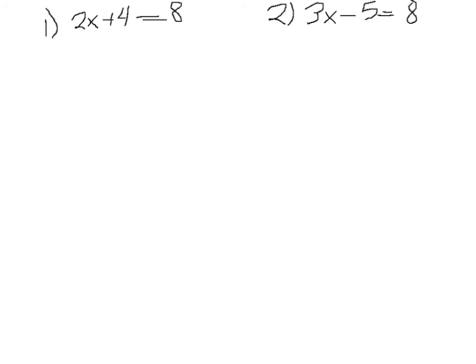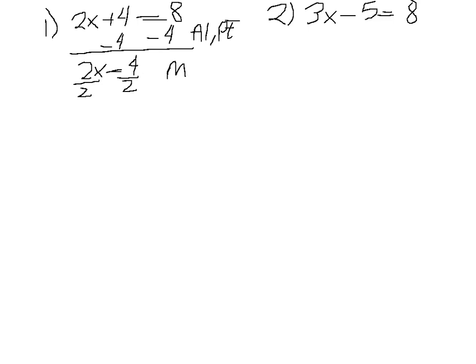Okay, to solve problem number 1, we're going to first subtract 4 from both sides using our additive inverse property and our property of equality. And that will leave us with 2x equals 4. Now we're going to divide by 2 or multiply both sides by 1/2 using our multiplicative inverse property and our property of equality. This will leave us with x equals 2.